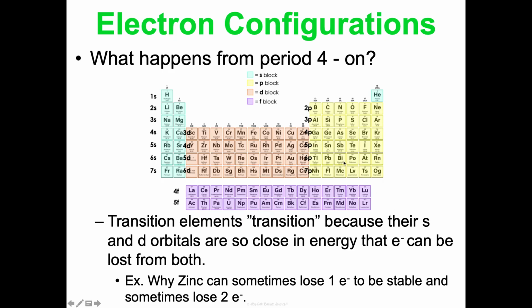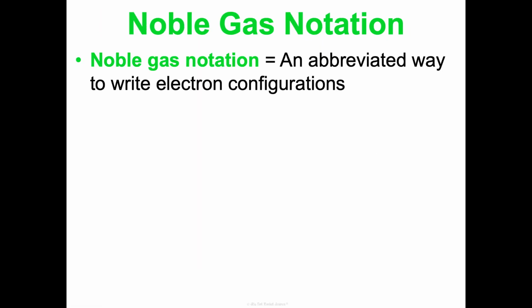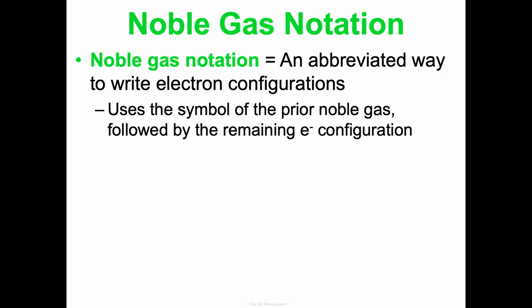Okay? Now, what you may have noticed when you were doing that last practice is that as you got to ones like gold and xenon, you're like, golly, this is getting long. This is a lot to write. Well, there's a shorthand notation that we can use, and that's the noble gas notation. This is just an abbreviated way to write these electron configurations. So basically, all you do is you go to the symbol of the previous noble gas, and then you just write the electron configuration from there on.